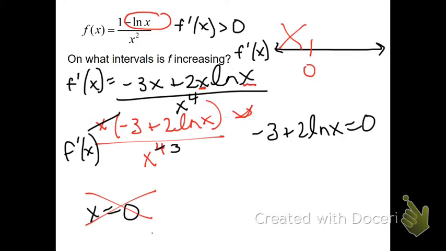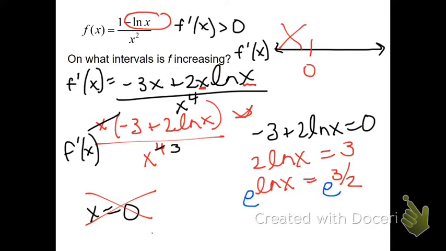Get the natural log by itself, add 3, divide by 2. Now, how do you undo that natural log? Exponentiate both sides. Turn these into exponents. The e and the ln cancel each other out, and you get that x equals, believe it or not, e to the 3/2 power, which is a positive number to the right of 0 somewhat. e to the 3/2 power is a critical point, believe it or not.